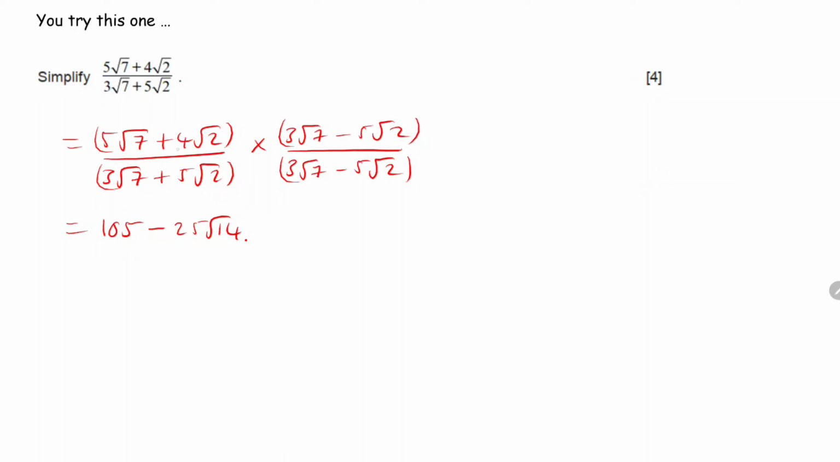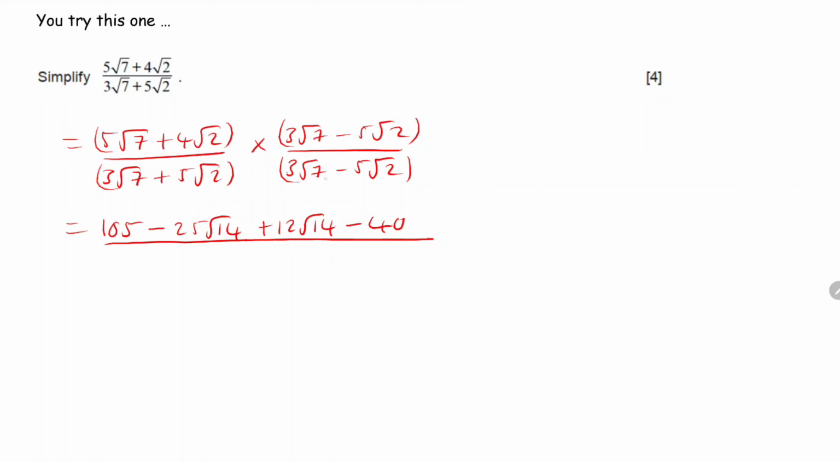On the inside we've got 4 times 3, which is 12, root 2 times root 7, which is root 14. So you have plus 12 root 14. And then last we have 4 times minus 5, so it's a negative quantity. 4 5s is 20, and root 2 times root 2 is 2. 20 times 2 is minus 40.